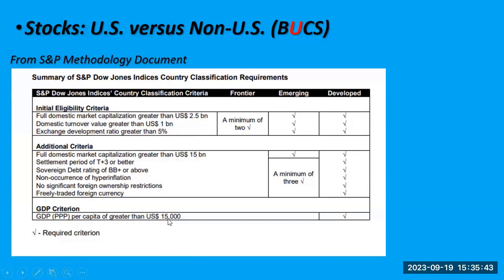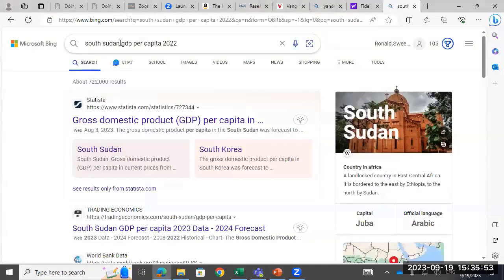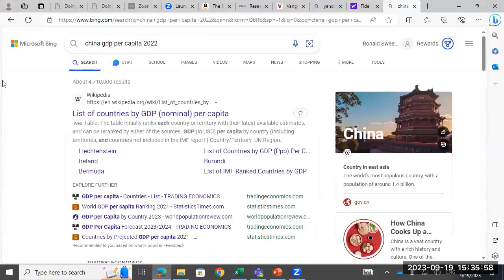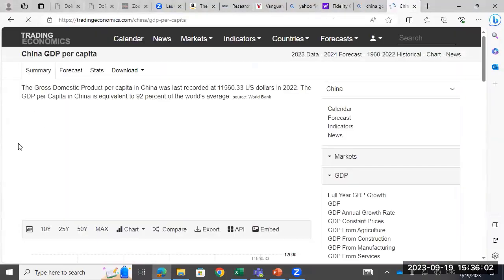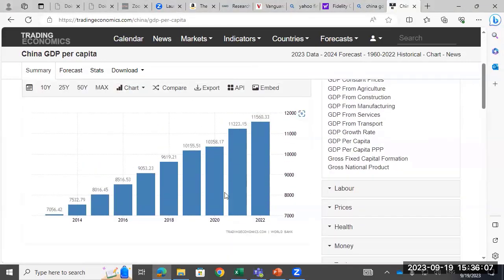So they need at least 15,000. I don't know where China is right now. I think China's getting above the 11,000. I should look at China. In fact, China might even be higher than that. So 11,000, 12,000. They're not quite to that 15,000, but they have other problems that keep them out from a developed market just because of the way their stock market's really restricted. So they're getting up there.